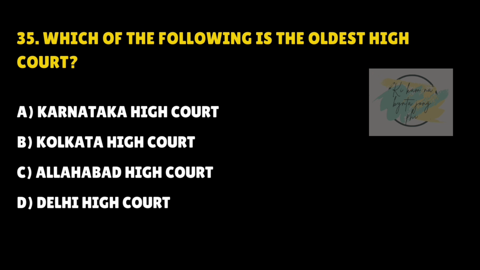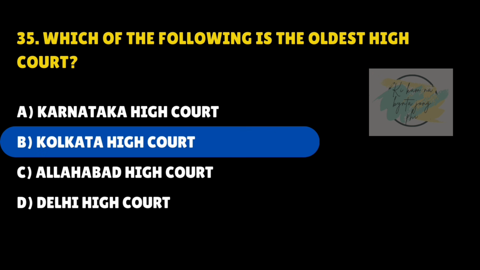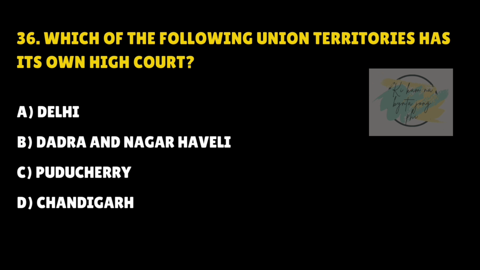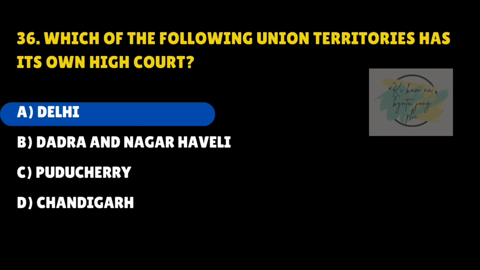Which of the following is the oldest High Court? Answer is B. Kolkata High Court. Which of the following Union territories has its own High Court? Answer is A. Delhi.